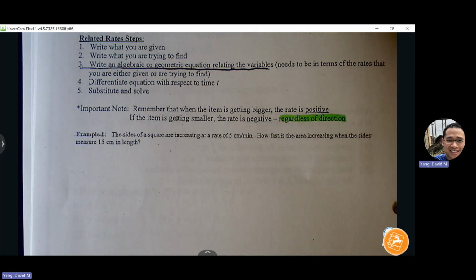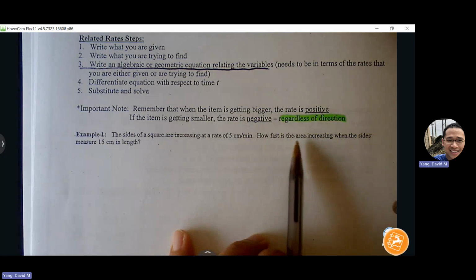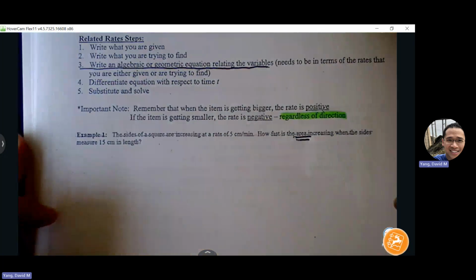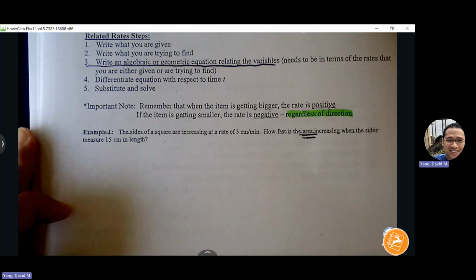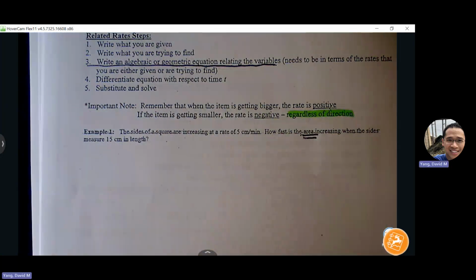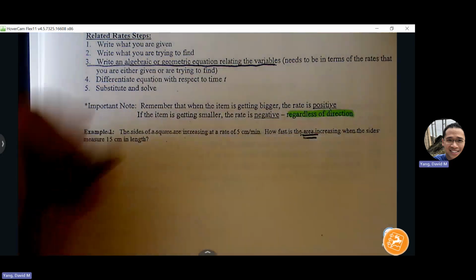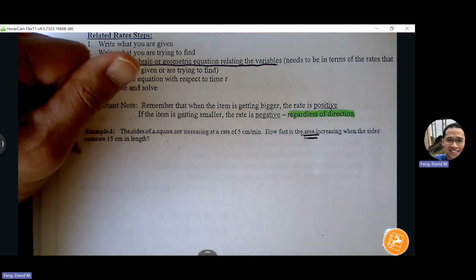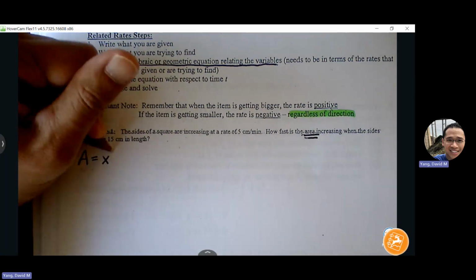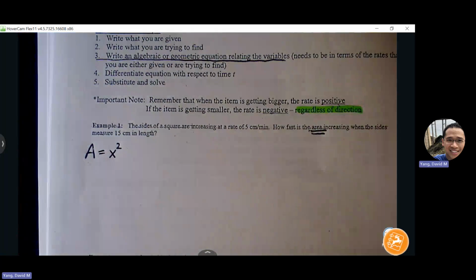Okay, so let's see here what they're talking about. They mentioned how fast is the area increasing. So let's focus on that word area there. We're looking for how fast the area is changing. What is the area? What geometric shape are we talking about here? A square, right? So let's build that equation first. I'm going to say area is equal to x squared. I'm going to let x represent the side length of one of my squares, or the side length of the square.